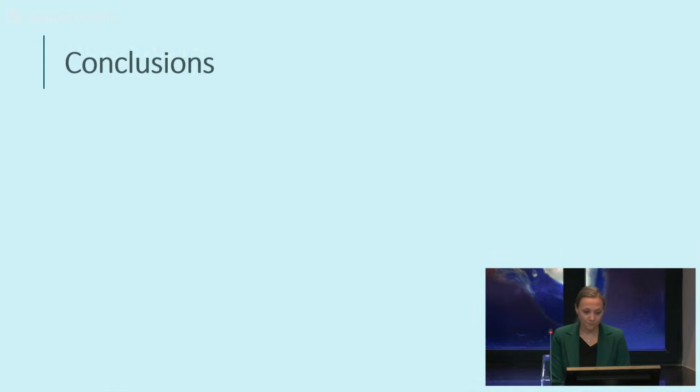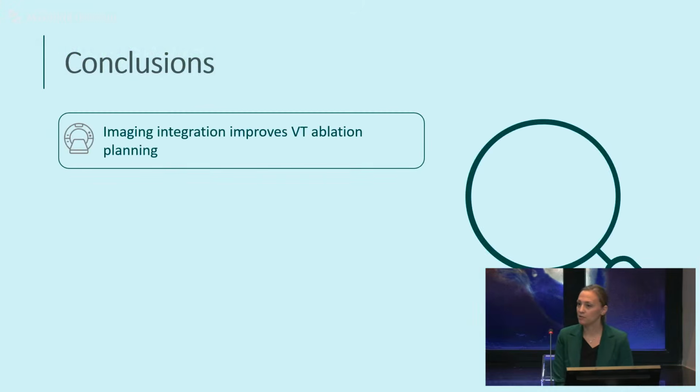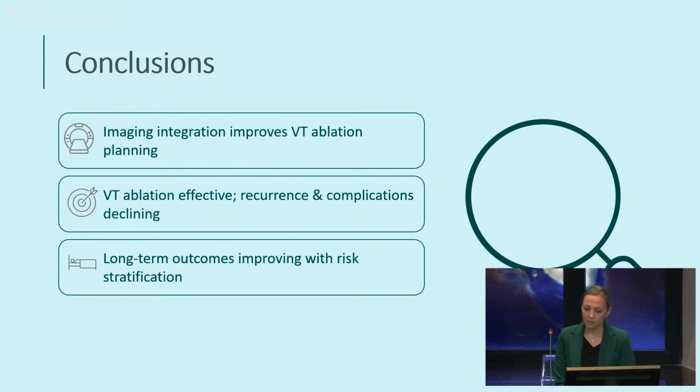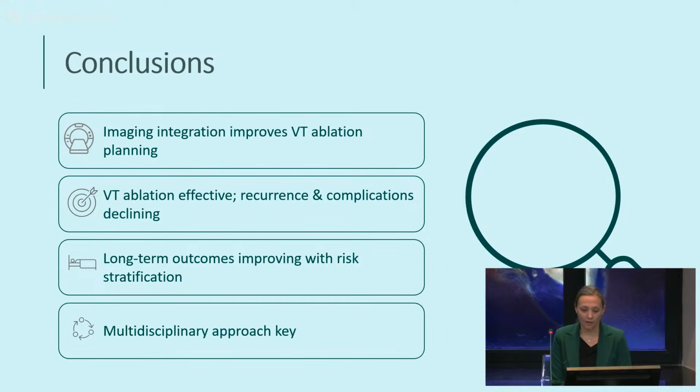So, to conclude, imaging in VT ablation is essential. It can help us plan the procedures precisely. Ablation is effective. It can reduce VT recurrence, can reduce hospitalizations, and the complication rates are declining as the experience grows and the technology advances. Long-term outcome depends largely on the underlying heart condition and comorbidities, so a tailored approach is necessary. And finally, coordinated multidisciplinary care is vital to achieve the best outcome for this sick population.